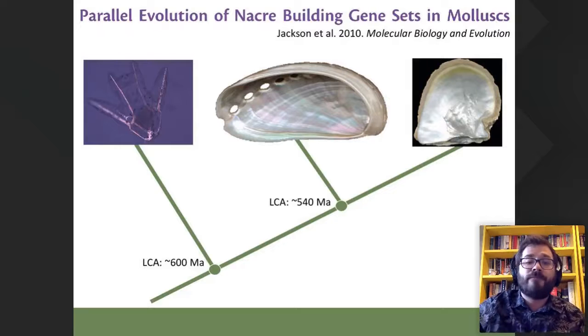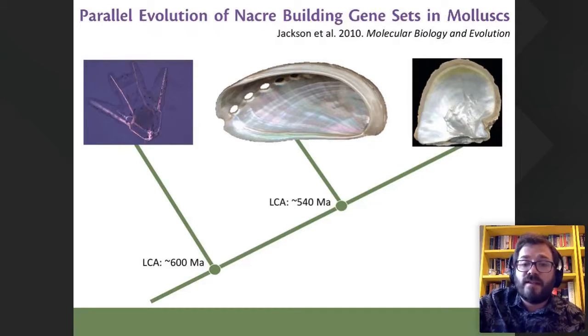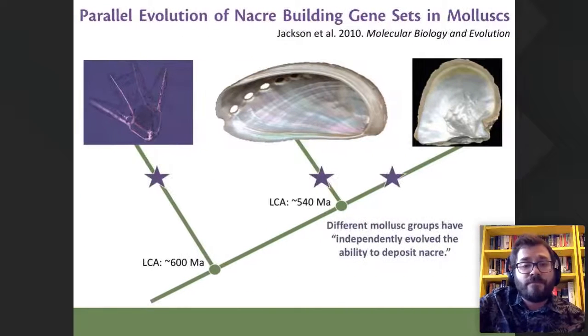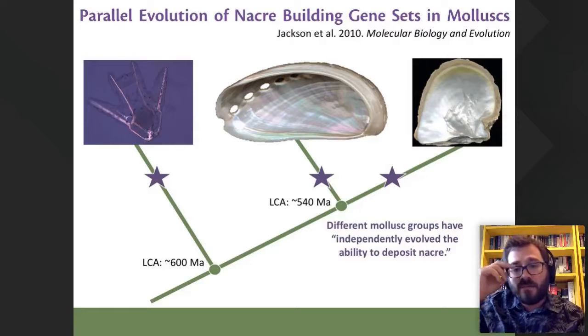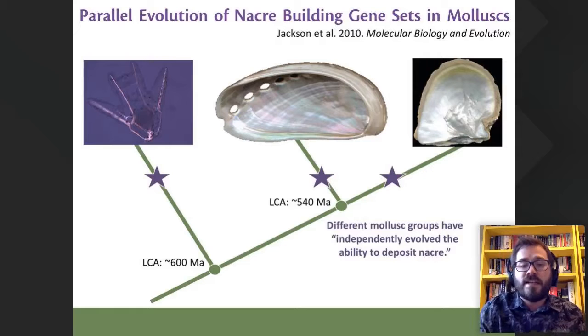But the pearl oyster and the abalone have an almost as ancient last common ancestor. These two groups of bivalve and gastropod mollusks have been around since at least the early part of the Cambrian too. So what Jackson and his colleagues found was that these two different mollusks, even though their shells appear very similar in construction, use different genes. They've independently evolved the ability to deposit this nacre or mother of pearl.